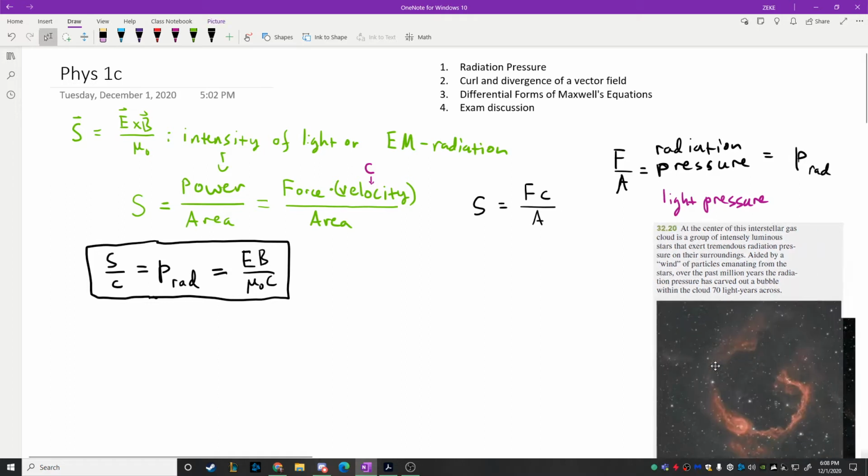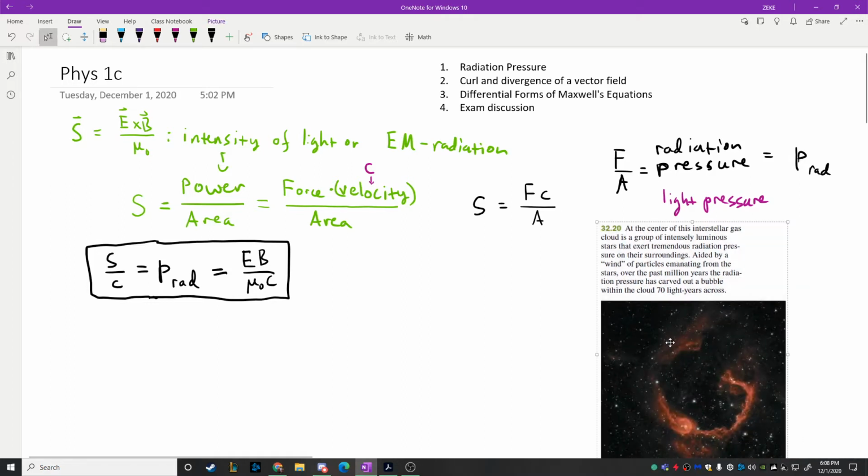And I like this picture here from your book that describes an interstellar gas cloud. It's a group of intensely luminous stars that exert tremendous radiation pressure on their surroundings, aided by a wind of particles emanating from the stars. These are two separate phenomena here. One is the light pressure, and one is a particle wind. And it says, over the past billion years, the radiation pressure has carved out a bubble within the cloud 70 light years across. That's just an incredible number. So I guess from edge to edge here, wherever the biggest one is, 70 light years, which is just insane.